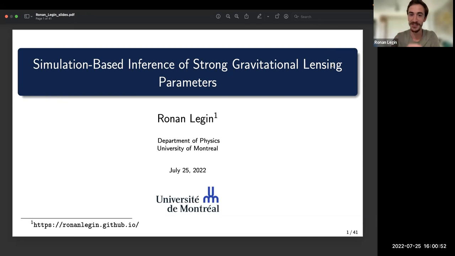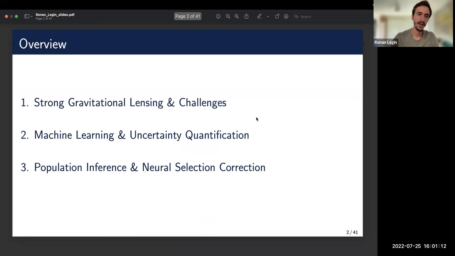I'm a first-year PhD student at University of Montreal. And so what I'll be talking about today is how we're using neural networks to perform a strong lensing analysis and to figure out how we could robustly model their error or their uncertainties.